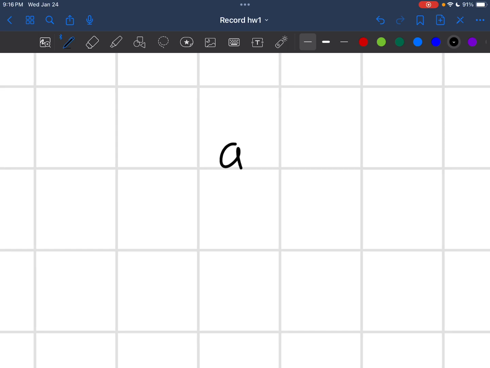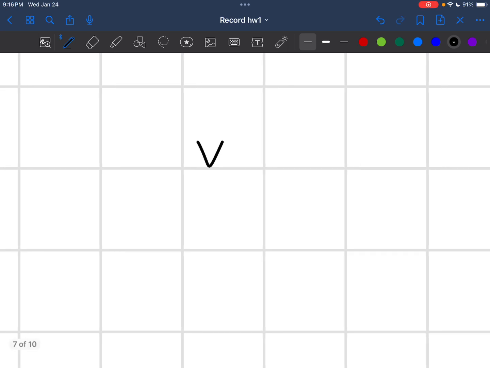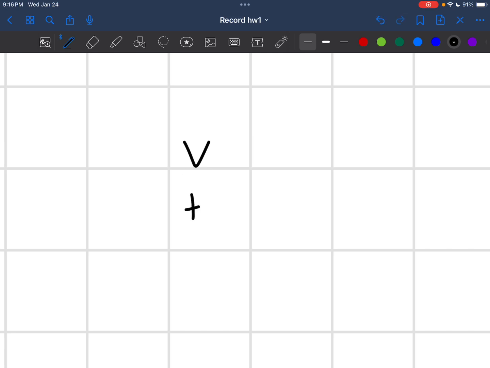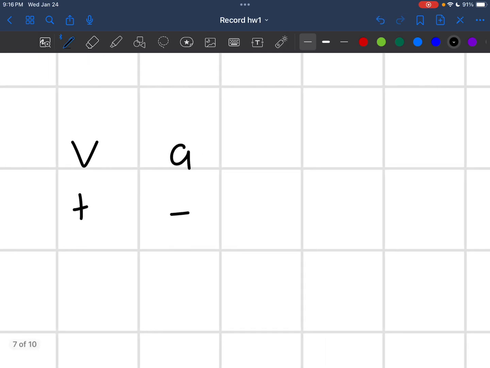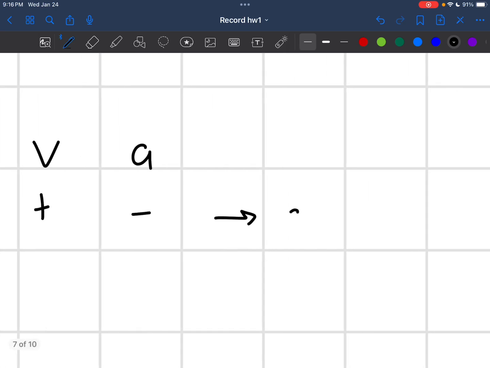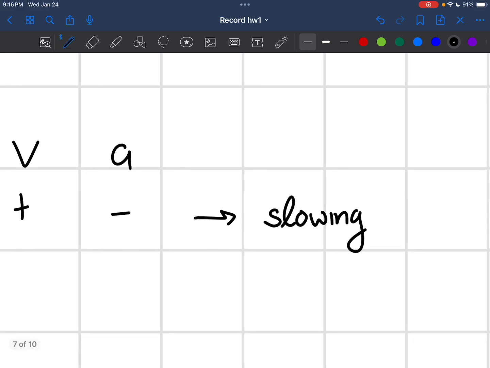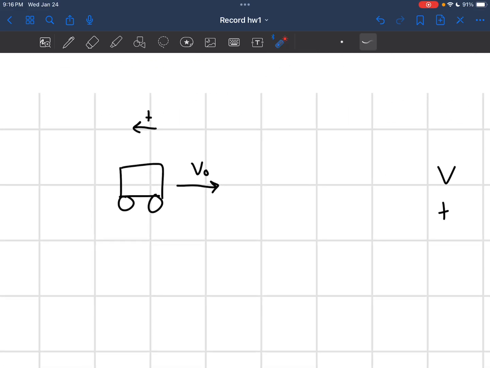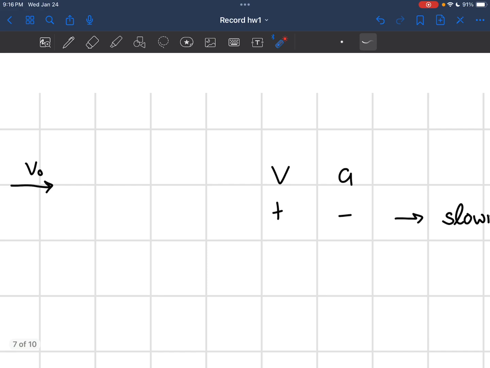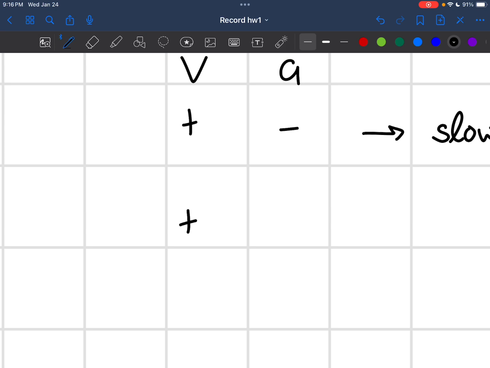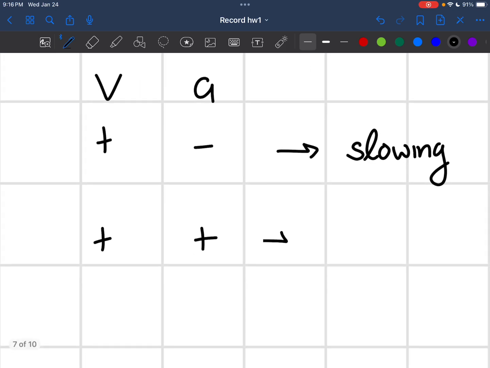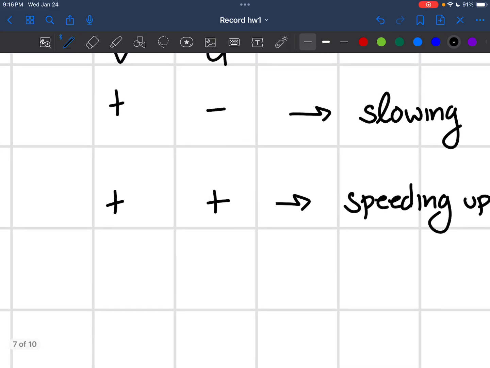So, a quick little thing. If my velocity is positive and my acceleration is negative, that's going to tell me that the magnitude of my velocity will be decreasing, so I'll be slowing down. That's what we saw here. I had a positive velocity and I was slowing down, so I got a negative acceleration. If I had a positive velocity and a positive acceleration, that would be speeding up. It's the opposite.